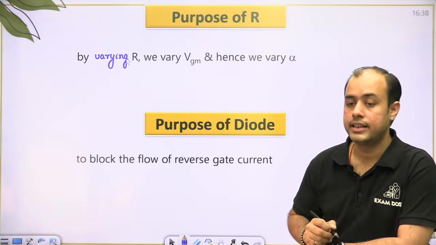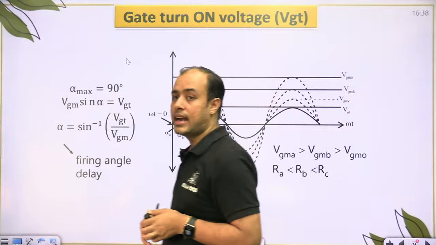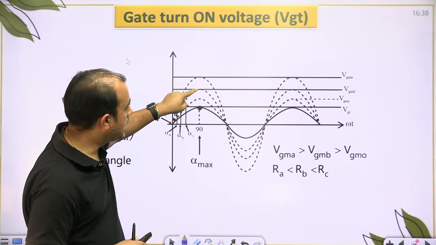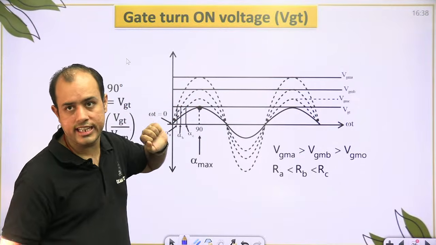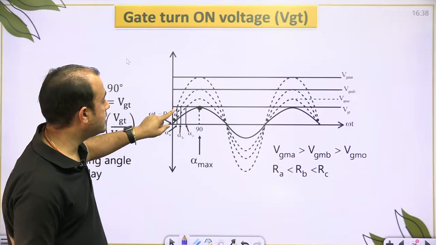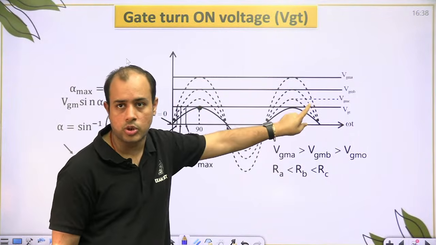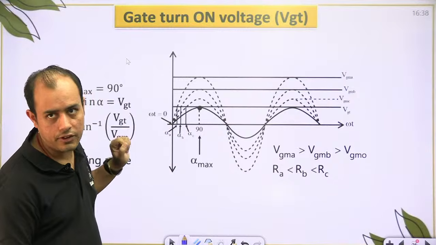Gate current को पलटने से रोकना है. Now beta, as you can see, as I keep on increasing the R, the peak of the gate voltage keeps on decreasing, and the value of angle at which it intersects the threshold, it gives me the alpha.